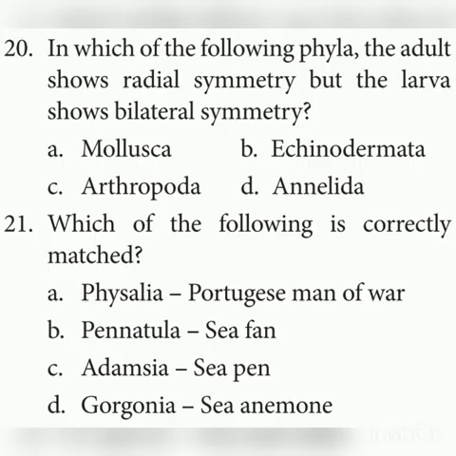20th one, in which of the following phyla does the adult show radial symmetry but the larva show bilateral symmetry? Adult radial and larva bilateral symmetry is found in Echinodermata. 21st question, which of the following is correctly matched? Physalia, Portuguese man of war.